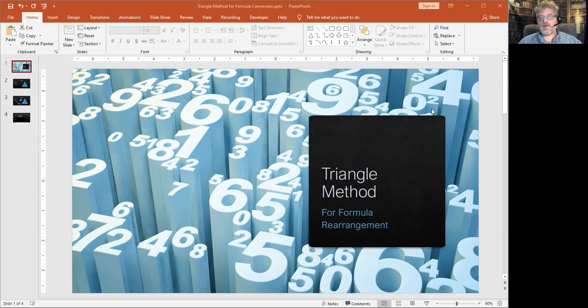It's called the triangle method. It lets me rearrange a formula to get the answer for something that wasn't in the answer side of the original formula. So let me click on to the next slide.